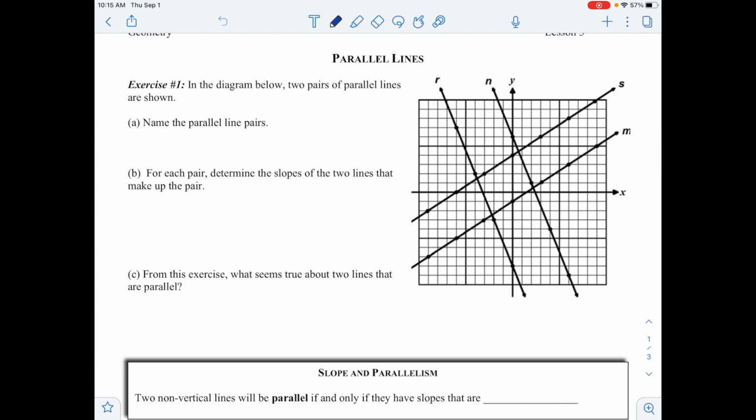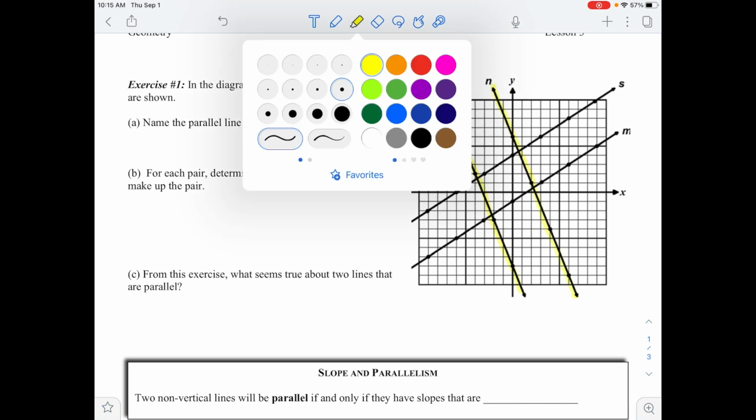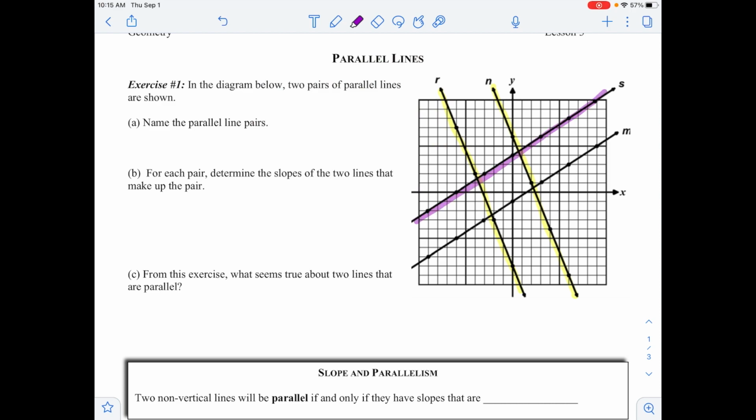So the first question in exercise 1, part A, says name the pairs of parallel lines. So you should remember parallel lines. That would be these lines here are parallel, or look to be parallel. And then these lines here look to be parallel. So I'm going to say R, and then I'm going to show you the symbol for parallel. It's 2 vertical lines. R is parallel to N. And additionally, we have M is parallel to S.